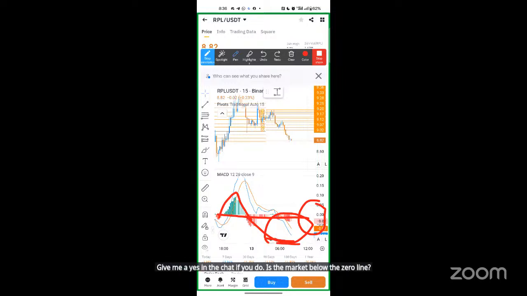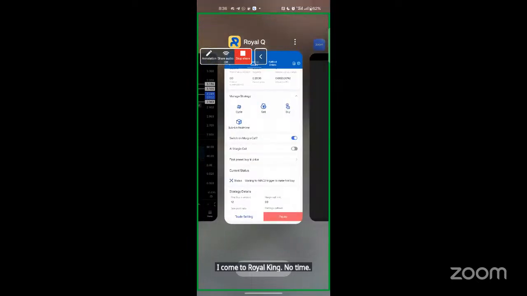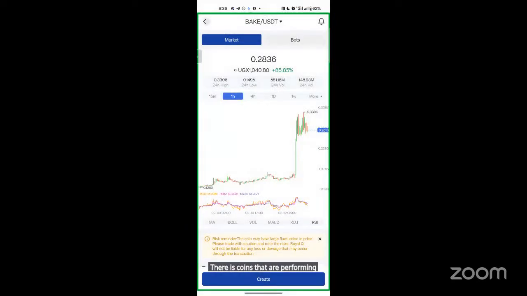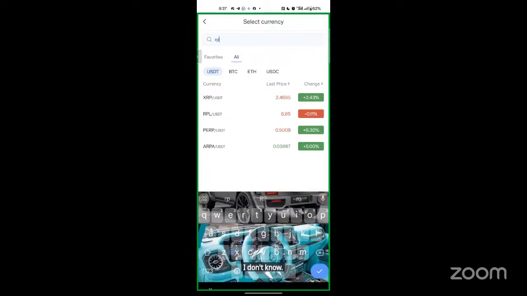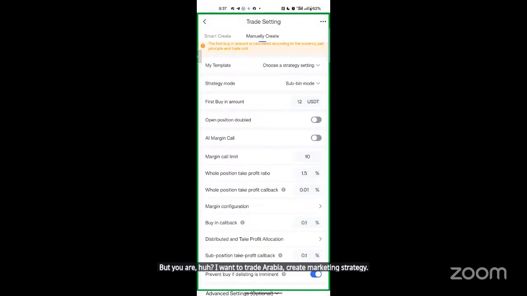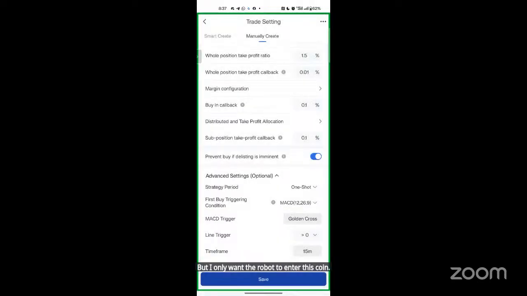So I have my skill, but I don't have time. I come and I see the MACD, it is below the zero line. I come to Royal Q. No time. Royal Q. There are coins that are performing poorly. There is a coin I love, RPL, I search. R, P, L. Royal Q. I want to trade RPL. Create martingale strategy setting. But I only want the robot to enter this coin when my MACD crosses below zero. So I come below.